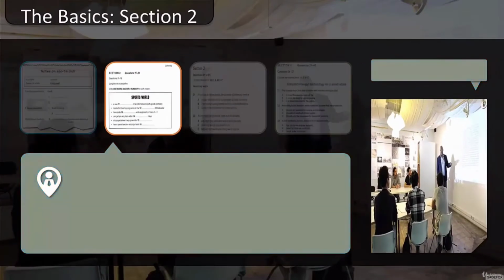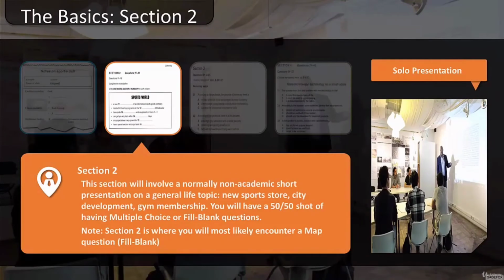Okay, so now let's go ahead and move forward with section number 2 of the listening. Now, this is going to be normally a non-academic short presentation on some type of general life topic. They're going to be talking about some new center that opened, some new community project that's going on. That's something they're developing new in the community, but it's going to be one person speaking. Now, you have like a 50-50 shot of having multiple choice or fill-the-blank questions.